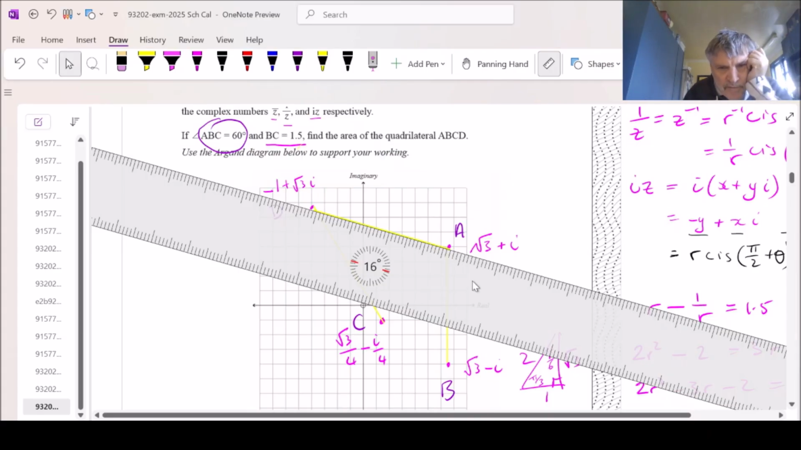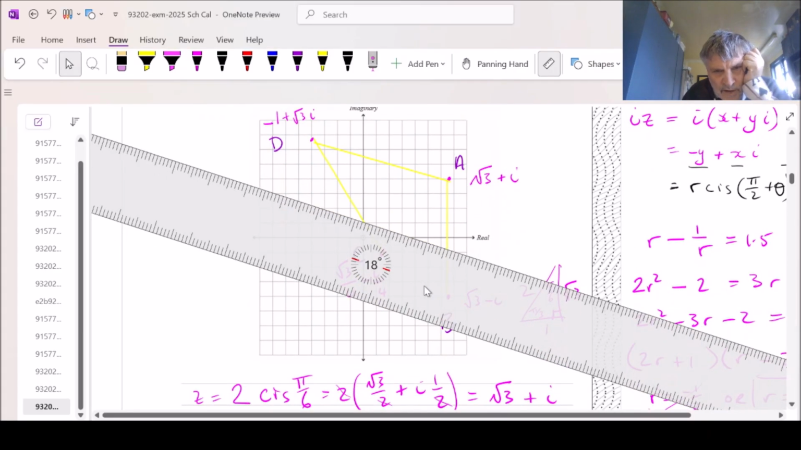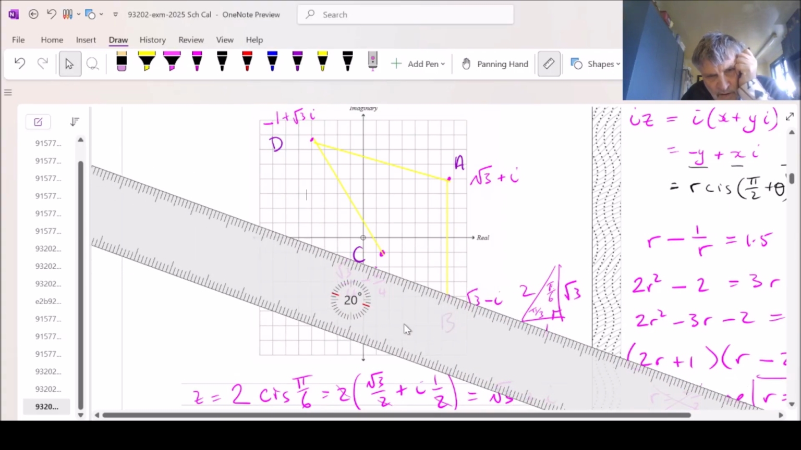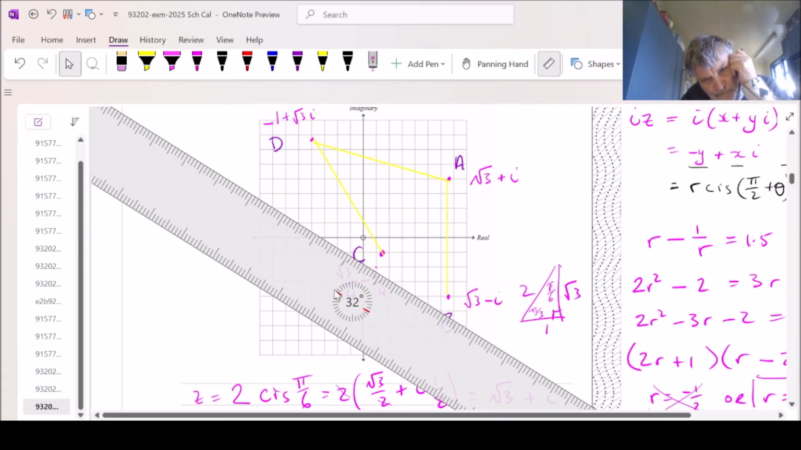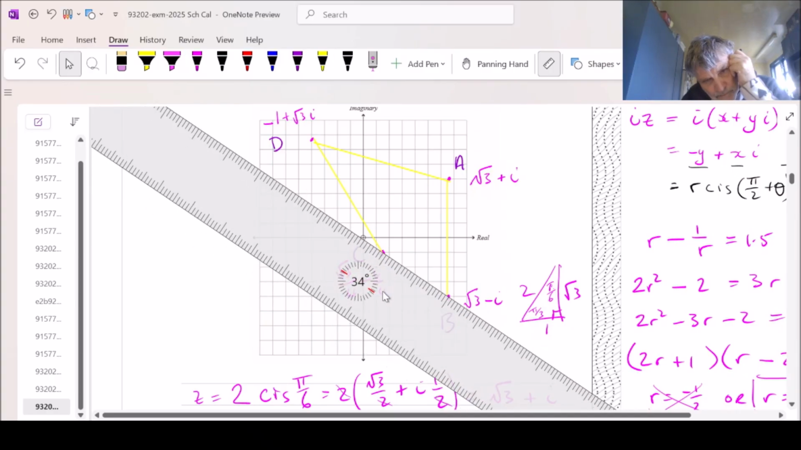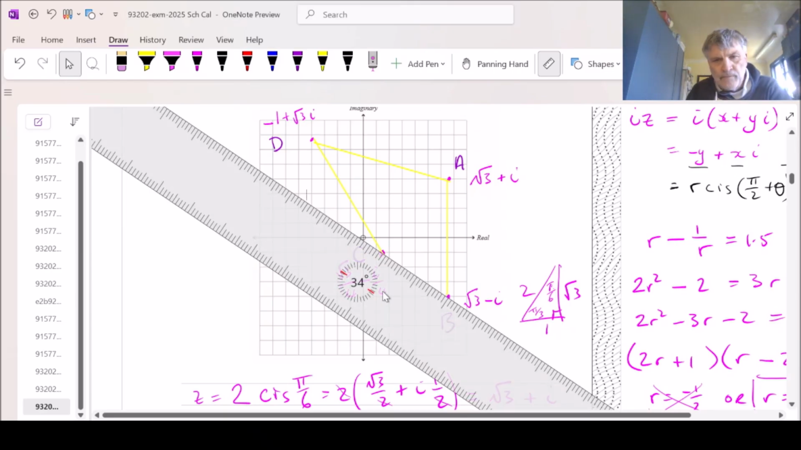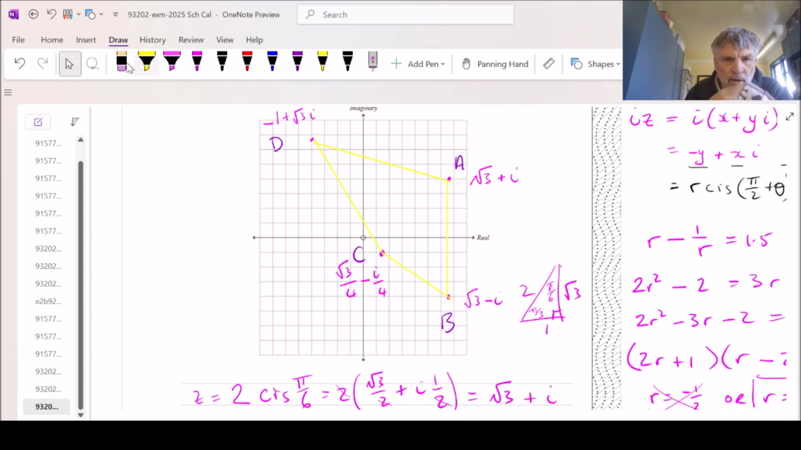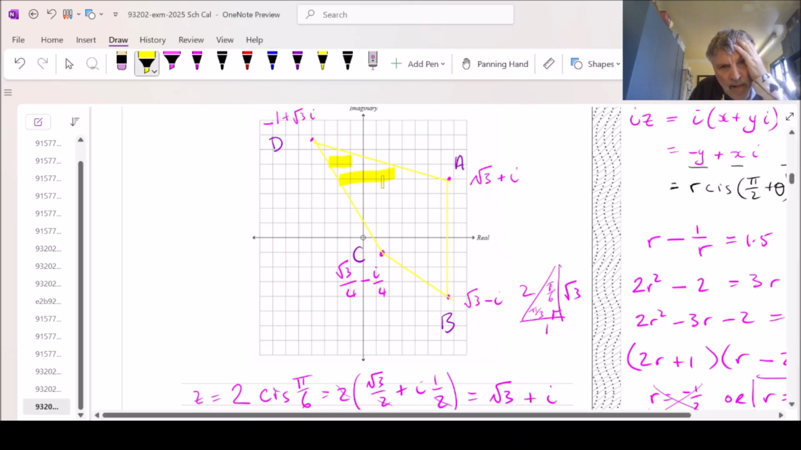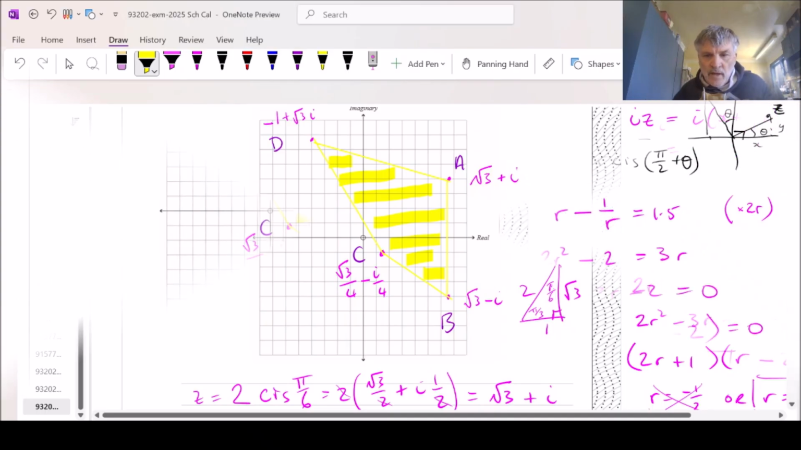Try and get this area done before I stop. Yeah, done. So this is the area that we want to find, and I'll finish this video a little later.